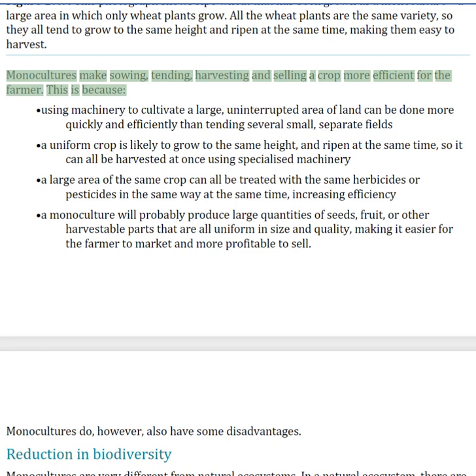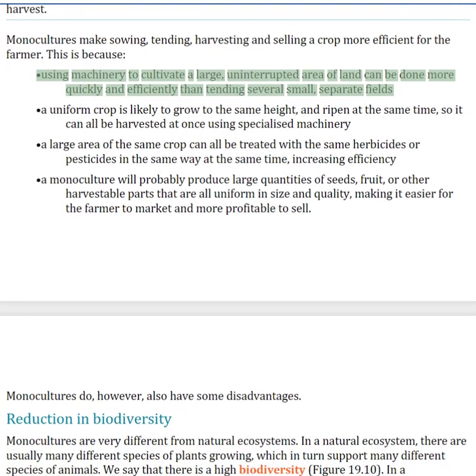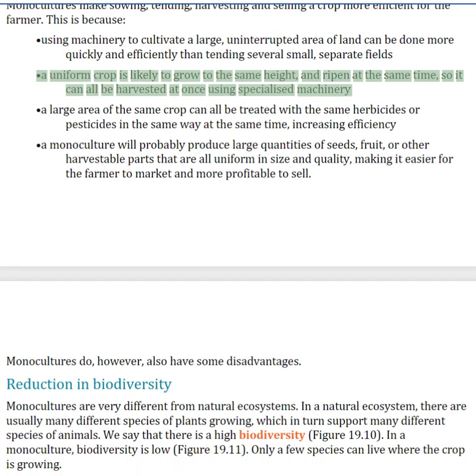Monocultures make sowing, tending, harvesting and selling a crop more efficient for the farmer. This is because using machinery to cultivate a large, uninterrupted area of land can be done more quickly and efficiently than tending several small, separate fields. A uniform crop is likely to grow to the same height and ripen at the same time, so it can all be harvested at once using specialized machinery.